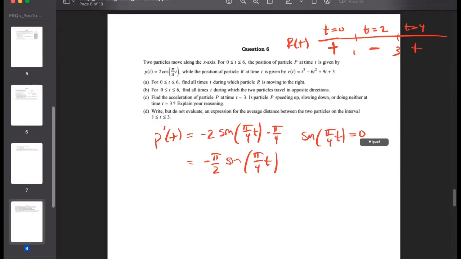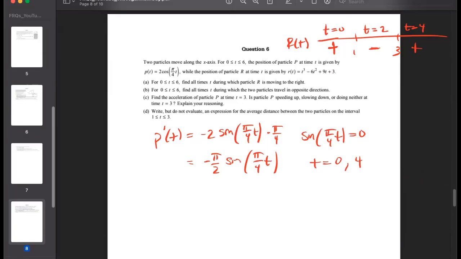And that's going to happen at a couple times. t is equal to 0, and it looks like t is equal to 4. Because when t is equal to 0, that's going to be sine of 0, which is 0. And when t is equal to 4, that's going to be sine of pi over 4 times 4, which is the same thing as sine of pi, which is equal to 0.